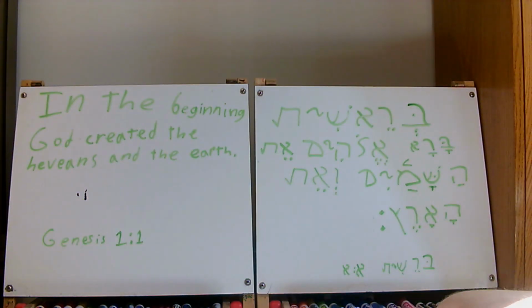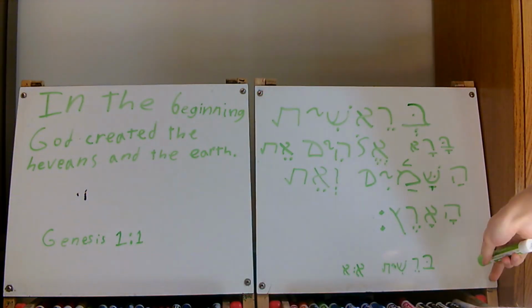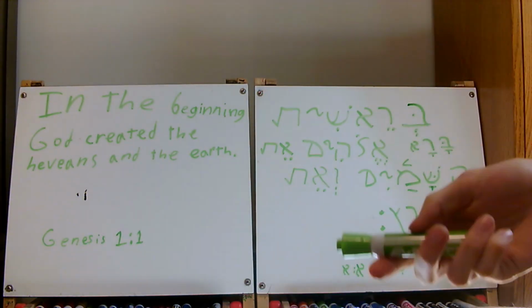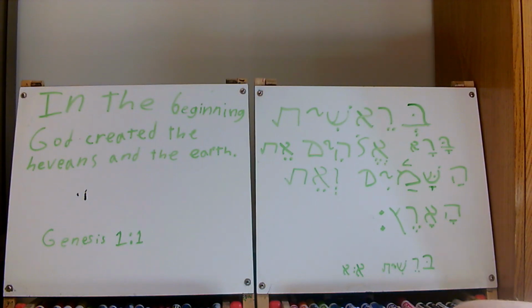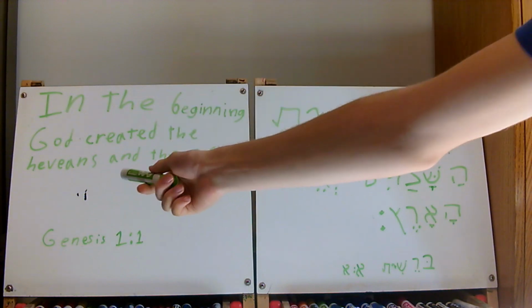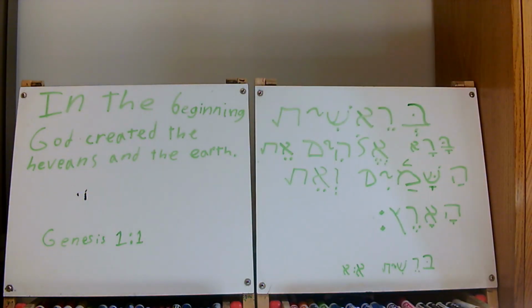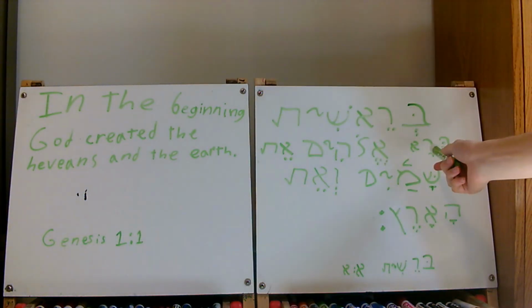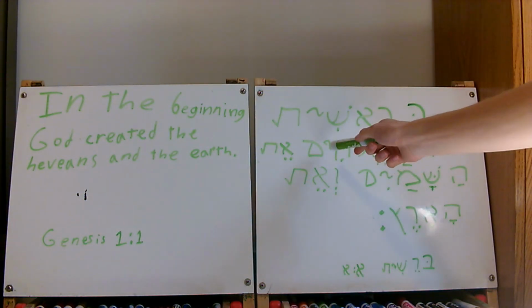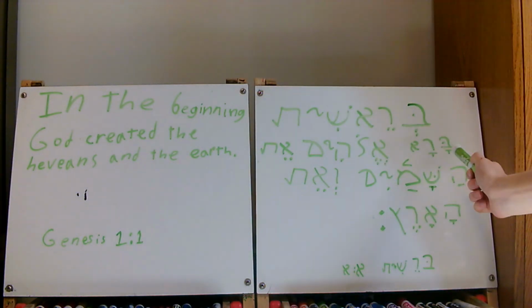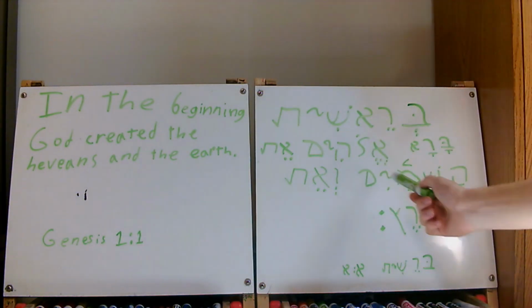Okay, so here's a verse everyone's familiar with, Genesis 1:1, or in Hebrew, Bereshith. So, in the beginning, God created the heavens and the earth. In Hebrew, we have Bereshith bara Elohim. It's plural. Et hashamayim ve'et ha'aretz.